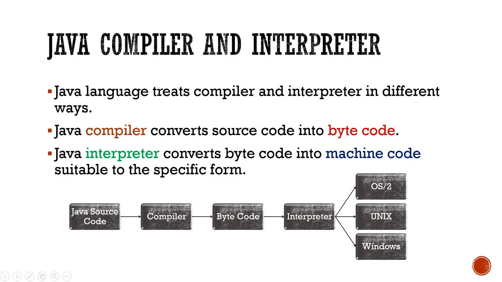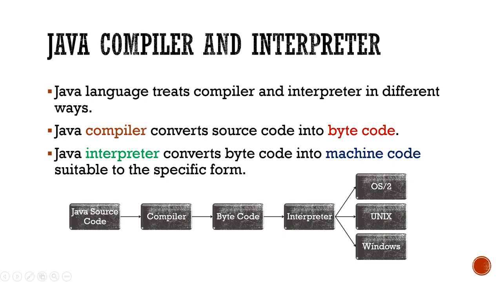Now we are going to come to the Java compiler and interpreter. Java language treats compiler and interpreter in different ways. Normally both are translators, but Java treats them differently. The Java compiler converts the source code into byte code. You can see the picture here, the Java source code. They use a compiler to convert the source code, that is the normal program, into byte code. The Java interpreter converts byte code into machine code suitable to the specific platform.